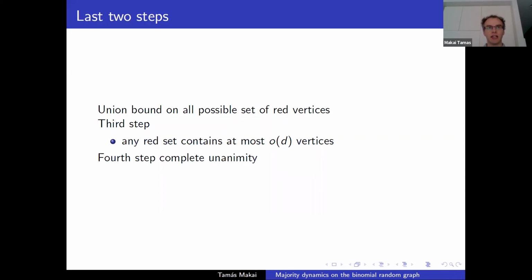a vertex to become red or stay red, you need to have at least half of its neighbors to be red. Now we're in G(n,p), and d is sufficiently large. This means that every vertex has degree roughly d. So in order for it to have roughly d over 2 red neighbors, we would actually need to have d over 2 red vertices in the graph, but because there are only little o of d red vertices in total, this is impossible. And that basically completes the proof.